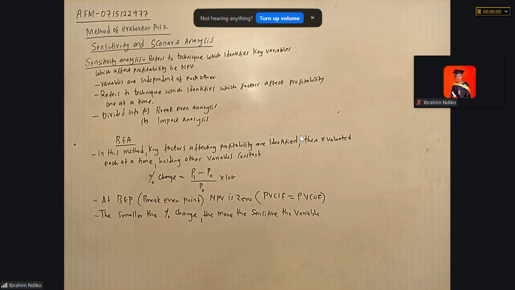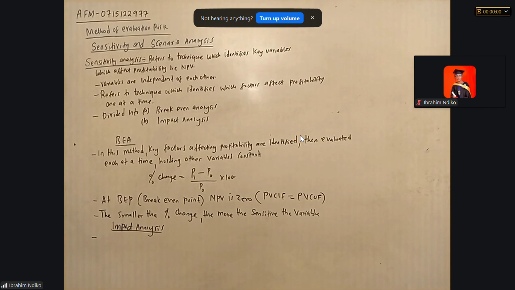We shall do a question for break-even analysis, but for now I'm not going to do a question. I'm interested in the scenario analysis. Let's talk about impact analysis, number two. Also, I'm not going to do a question for impact analysis. I will do a question tomorrow, or maybe if we have time.